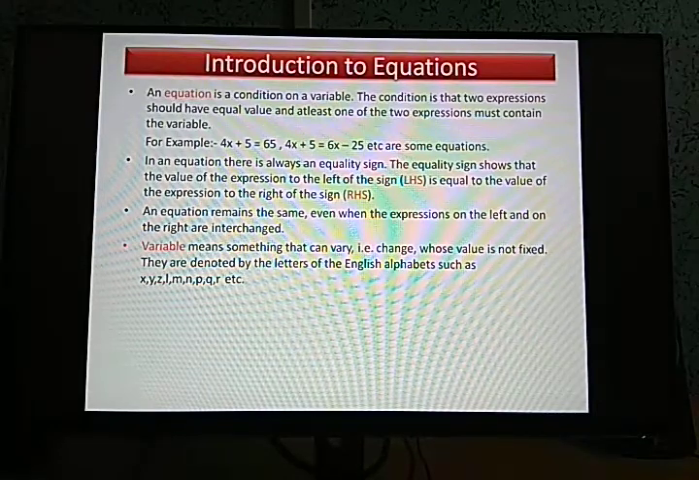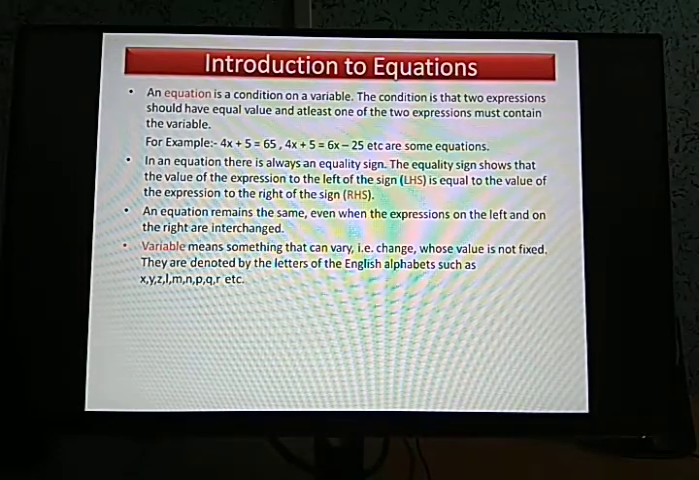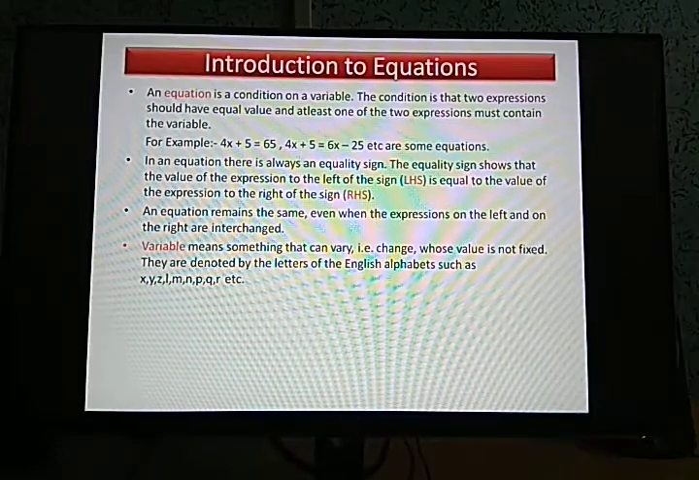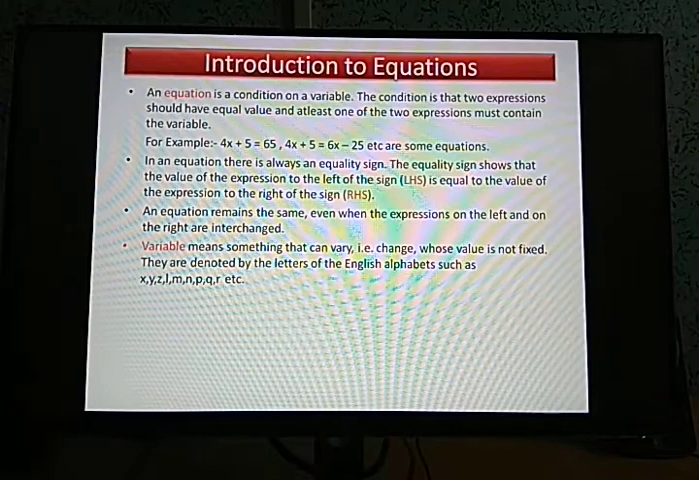Generally they are denoted by the small letters. Okay, so here I have written some alphabets like x, y, z, l, m, n, p, q, r, etc. So these are some of the variables. So we can use all the 26 letters of the English alphabet. No problem in that. Clear?